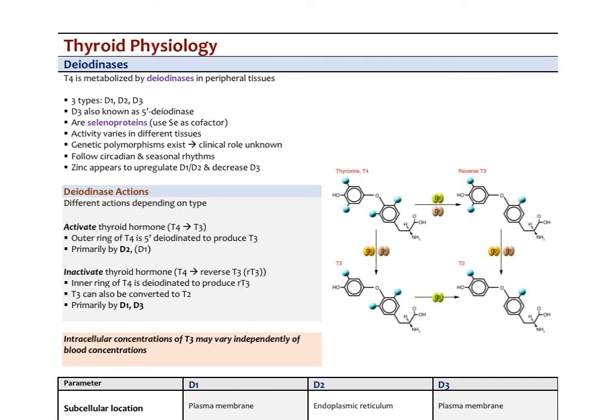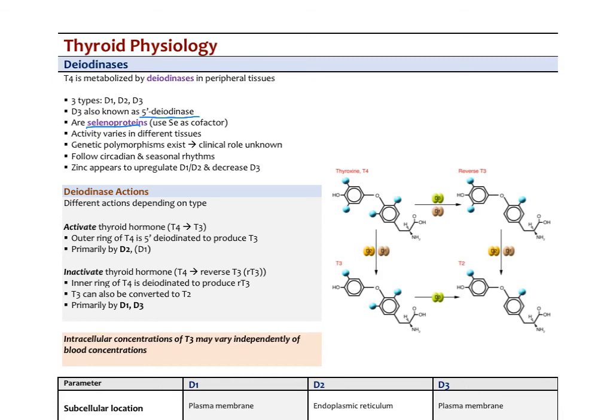So the real significant aspect of thyroid conversion has to do with the deiodinases, and these are the enzymes that are located in peripheral tissues. There are three types I mentioned: D1, D2, D3. D3 is also known as 5' deiodinase, so in the older literature you sometimes see that term used. These are selenoproteins. They use selenium as a cofactor, and different tissues have different concentrations and different levels of activity.